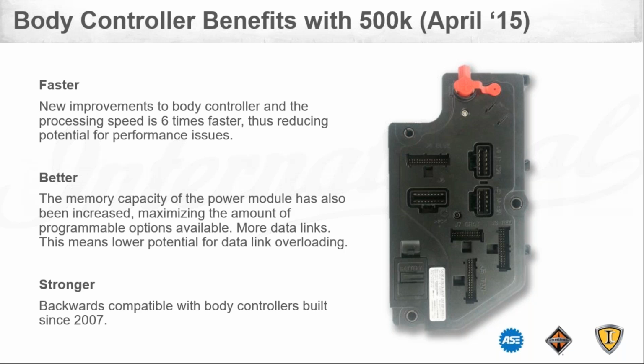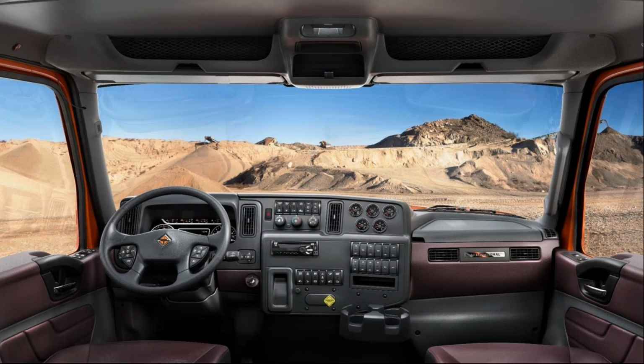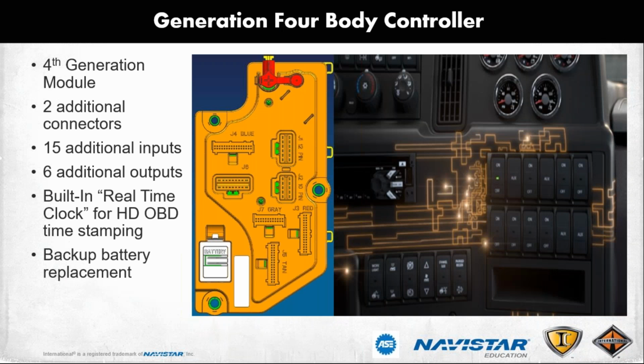So this is what it looks like. It has 2 additional connectors over the previous generation, 15 more inputs, 6 more outputs. This module now houses what they call the real-time clock. Okay, so when emissions started getting stricter, trucks went to heavy-duty onboard diagnostics. So anytime a fault occurred that made the truck pollute, we gave it a freeze frame or a snapshot of that information of all the sensors that occurred, and it put a date and timestamp to it. And it's this real-time clock that makes that happen. So that is now built into this body controller.